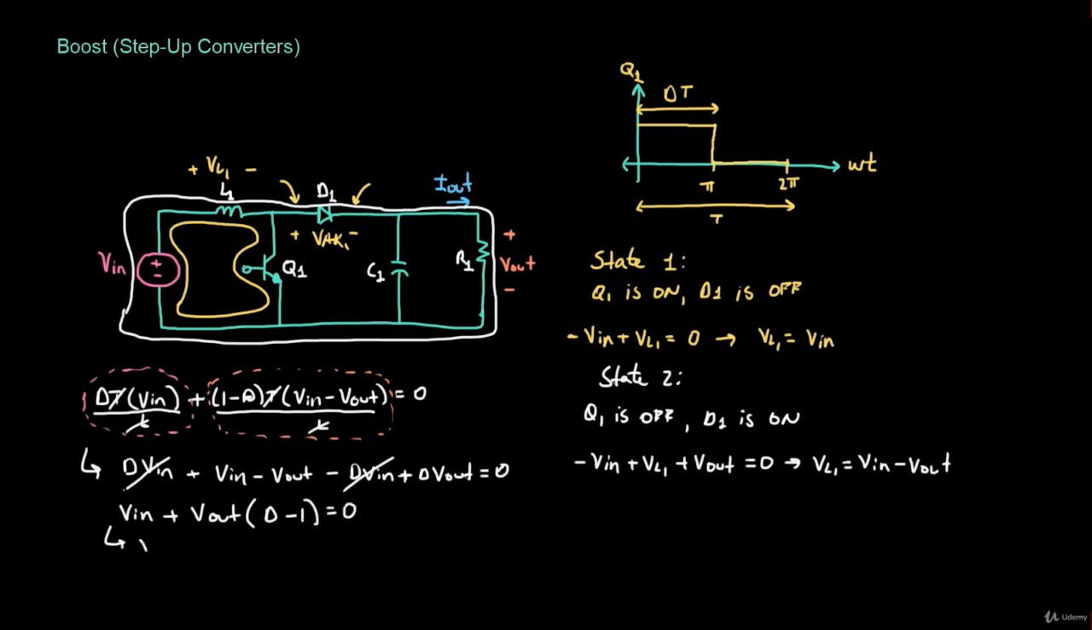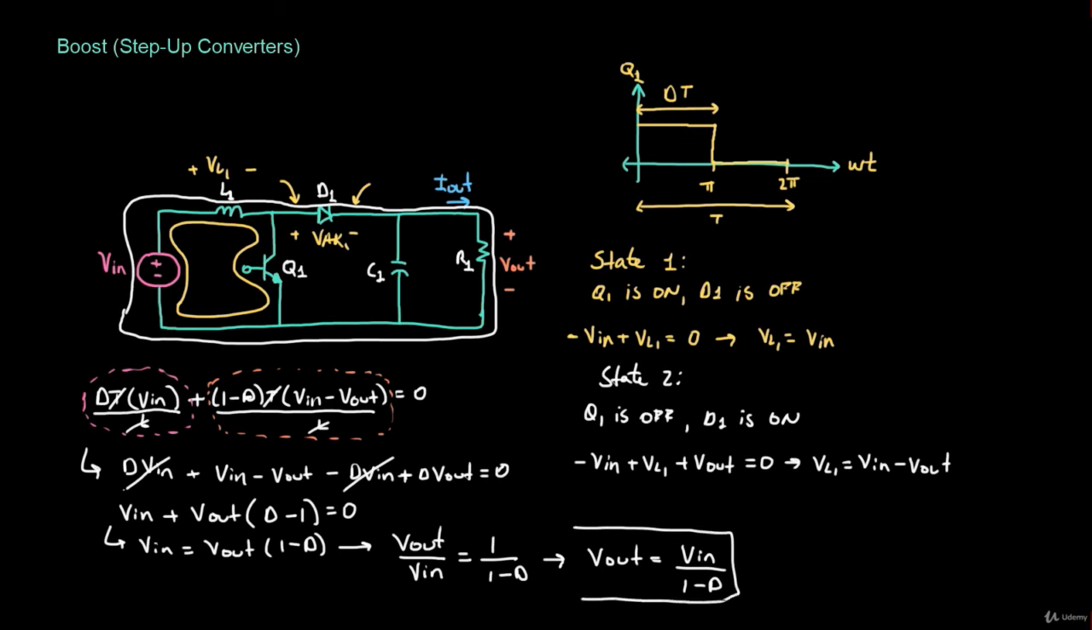So this is the same thing as saying Vin is going to be equal to Vout times (1 minus D). I'm moving Vout to the other side of the equation and multiplying by minus 1. Then we would get that the relationship between the output voltage and the input voltage, Vout over Vin, is going to be equal to 1 over (1 minus D). Or in other words, Vout is going to be equal to Vin over (1 minus D). So this right here is the relationship between the output voltage and the input voltage for a boost converter.